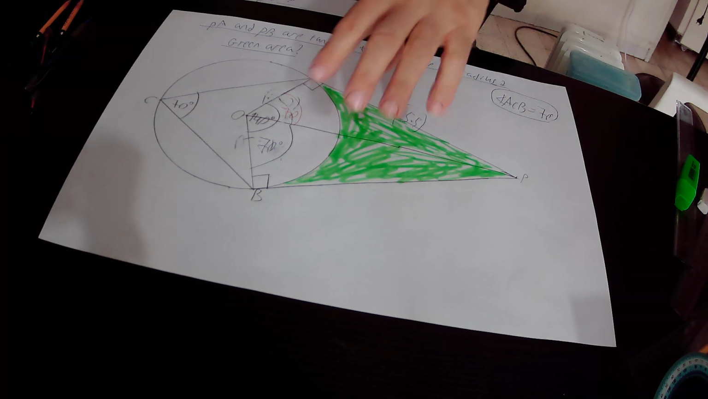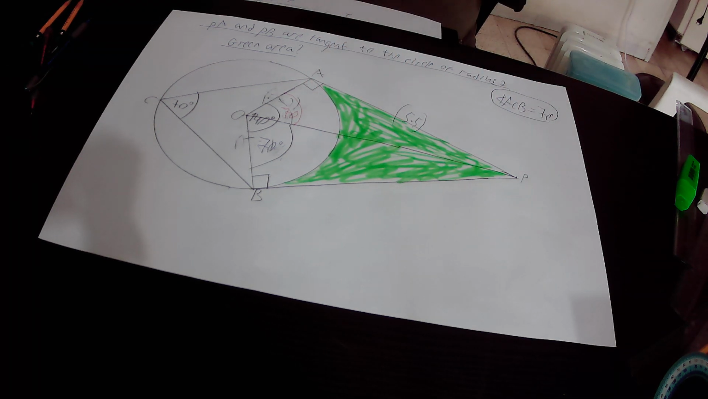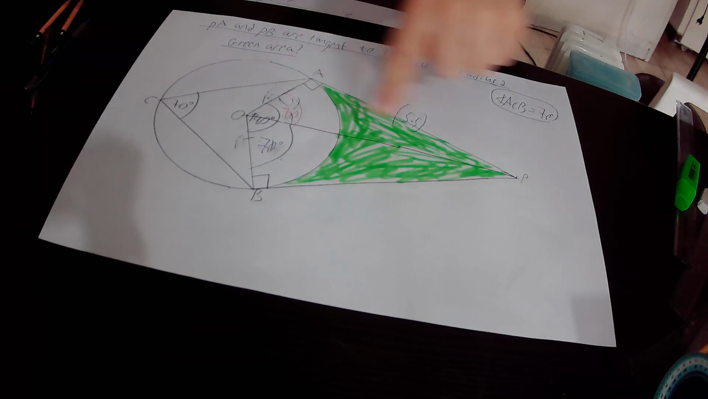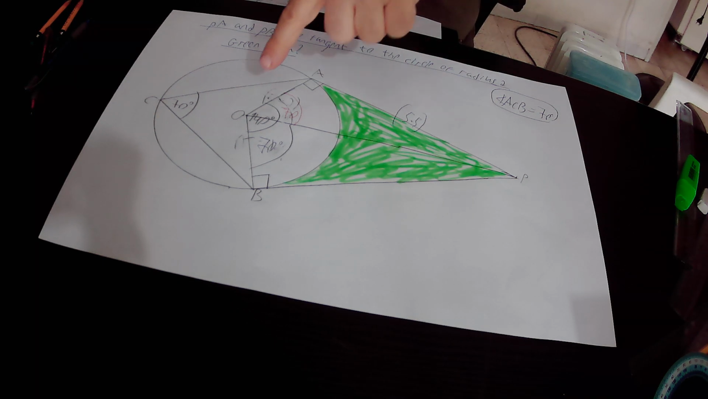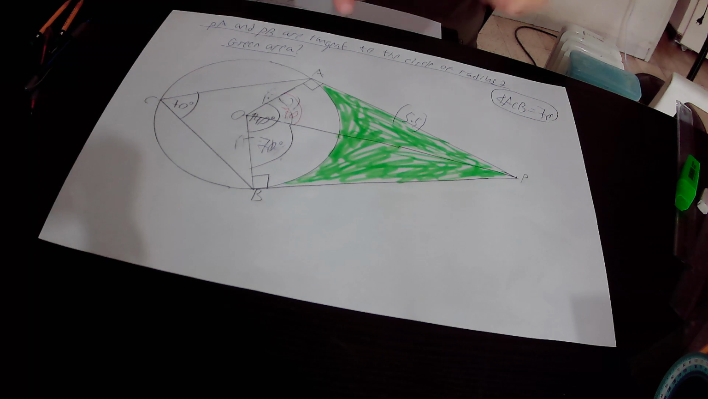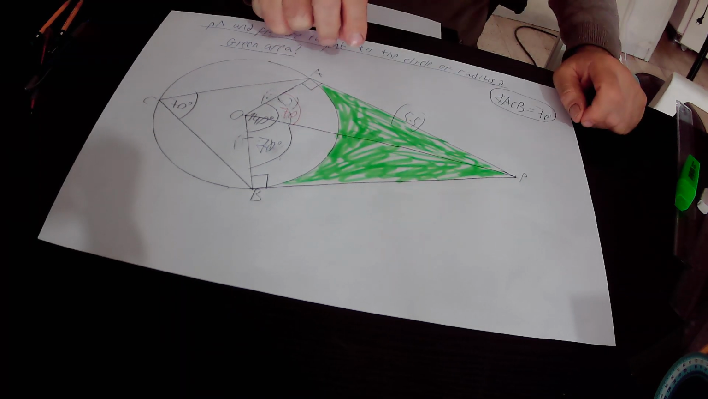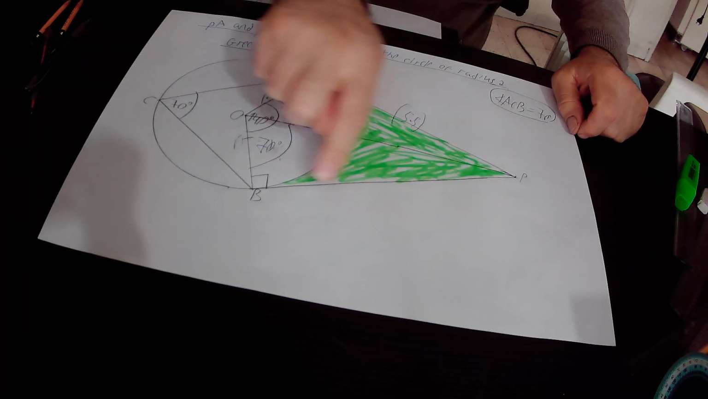Our mission is to find out the area of this green shape. From the drawings it is very easy to see that the area of the green shape equals the area of the upper right triangle APO plus the area of the lower right triangle BPO. So the sum of the areas of those two right triangles will give us the area of quadrilateral APBO.